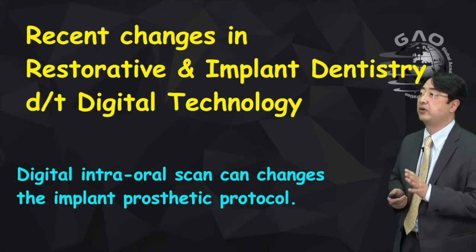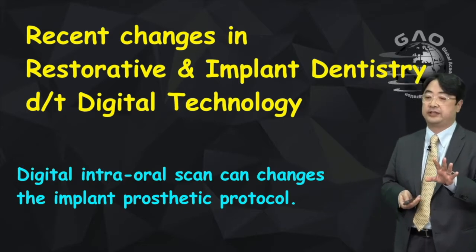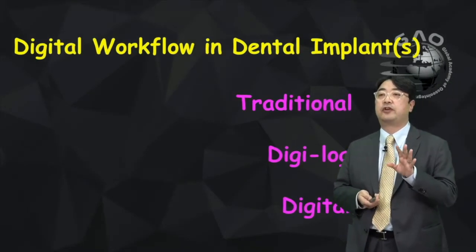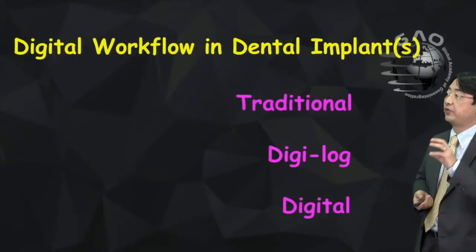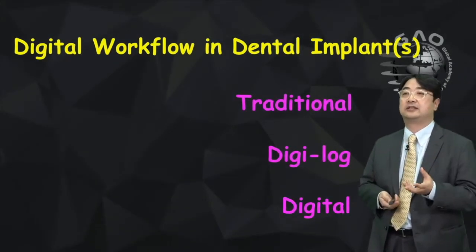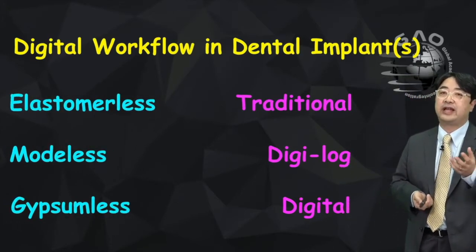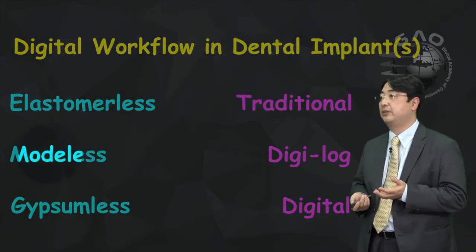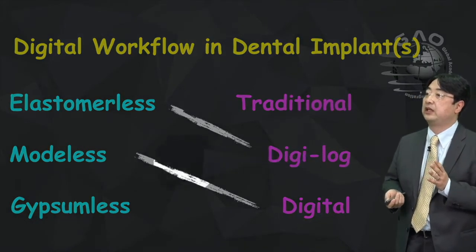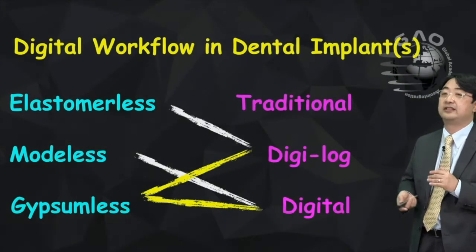Okay, now I'm going to show you the digital workflows in implant restorations. So this is how I divide. So traditional is like a conventional workflow. And Digilog is mixed with traditional and the digital workflow. So here, last is the digital workflow. And it also depends on the material or if you have a model or not. Okay, I named them elastomer-less, model-less and gypsum-less. So if you do it elastomer-less, it's going to be Digilog. If you do it model-less, it could be digital. And gypsum-less could be Digilog and digital as well.